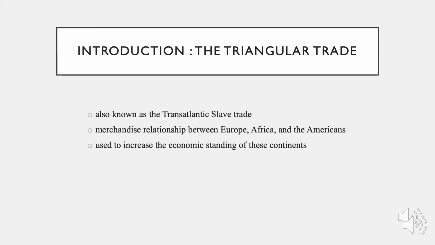So, to start off with the introduction, the triangular trade is also known as the transatlantic slave trade. It was active between the 16th and 19th centuries, and to simply put, it was a merchandise relationship between Europe, Africa, and the Americas. It was utilized by these countries to expand different ideas to new undiscovered lands. And in short, this trade made these countries a lot of money, but evidently caused long term problems.